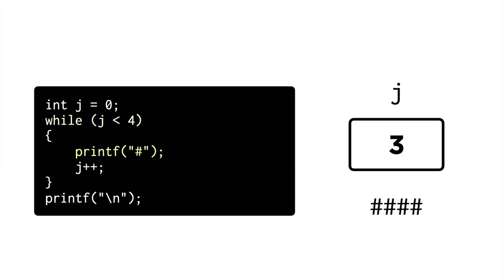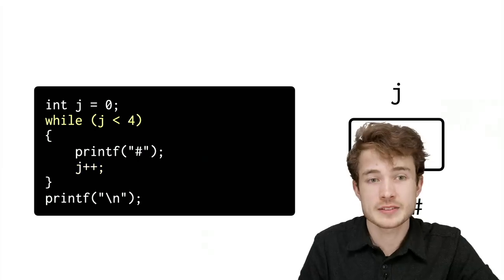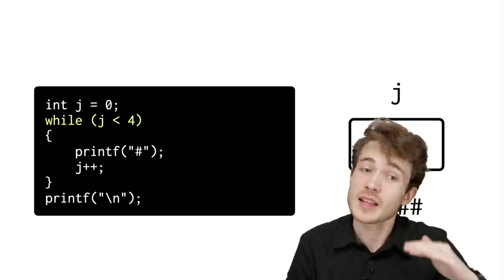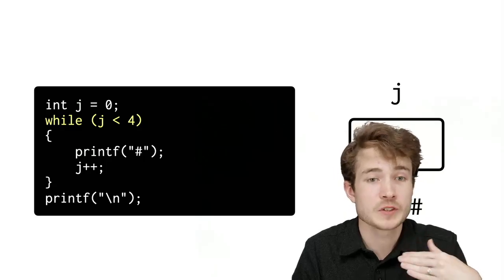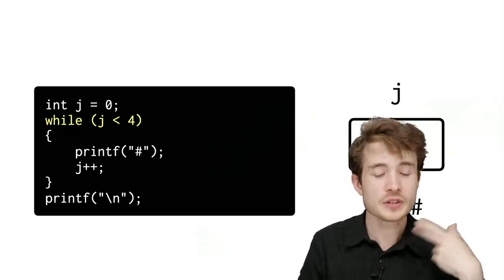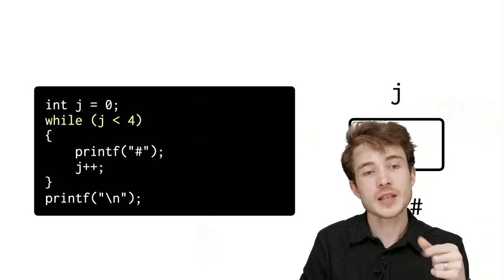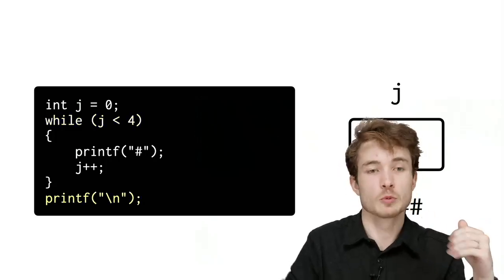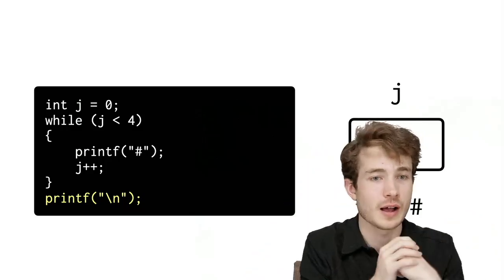I'll print another hash, add 1. And now, when I go back up to the top to assess this condition, is j less than 4? Well, j is equal to 4. It's not less than 4, so we'll stop doing the code in this loop, and we'll instead print out this special character we saw in lecture, \n, that says we'll move to a new line.